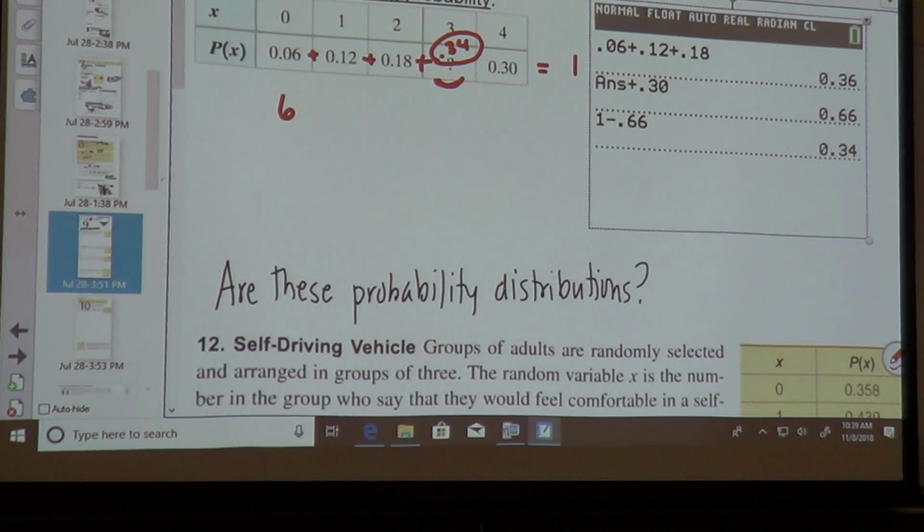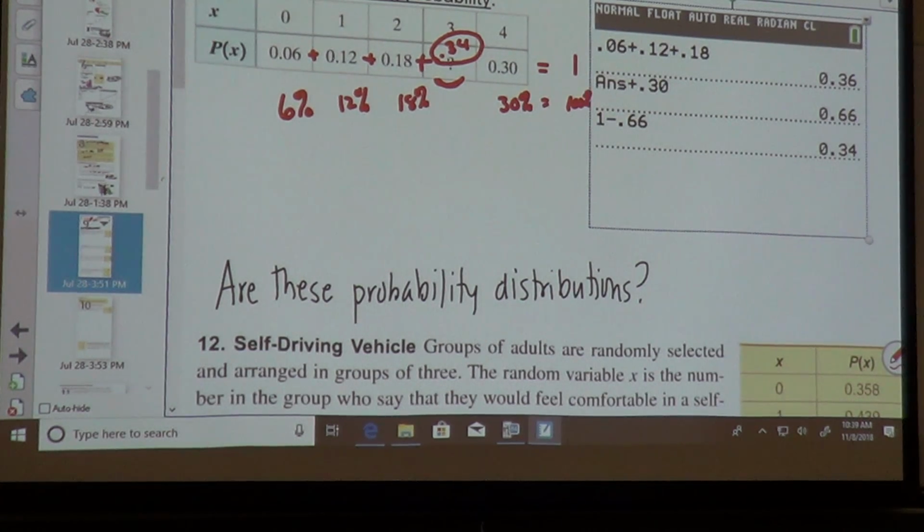Or if you wanted to, this is 6%, this is 12%, this is 18%, this is 30%. They have to add up to 100%, if you're more comfortable with whole percentages.